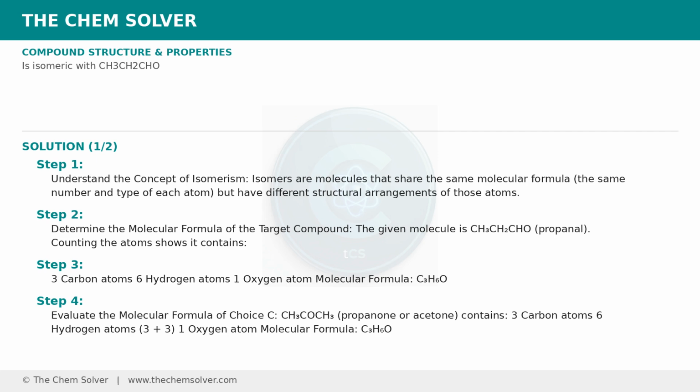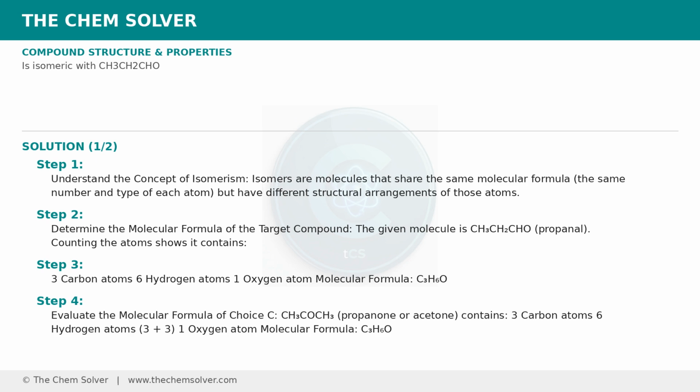Determine the molecular formula of the target compound. The given molecule is CH3CH2CHO, propanal. Counting the atoms shows it contains 3 carbon atoms, 6 hydrogen atoms, and 1 oxygen atom. Molecular formula: C3H6O.